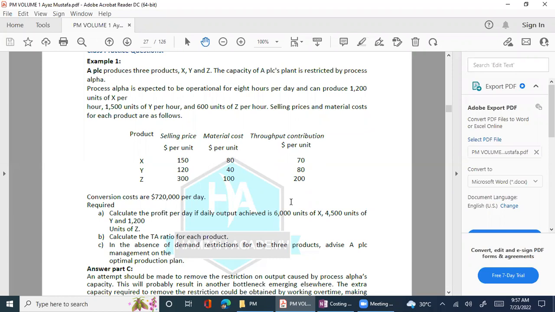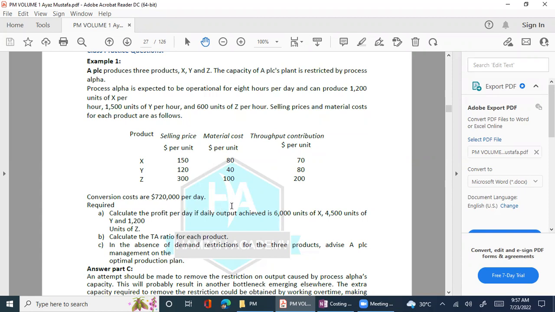So this is a simple question. Process alpha is expected to be operational for 8 hours per day and can produce 1200 units of X per hour, 1500 units of Y per hour, and 6000 units of Z per hour. So the total capacity per day is 8 hours. Selling price and the material cost of each product is given. So selling price minus material cost will give us the throughput contribution. We can write it as throughput, or we can use the word throughput contribution, the same meaning. The rest of the costs, which are the conversion cost, labor, overheads, all the costs, are 720,000 per day.